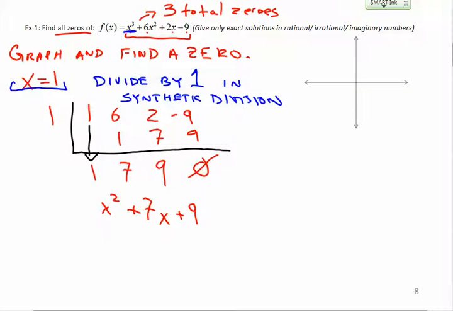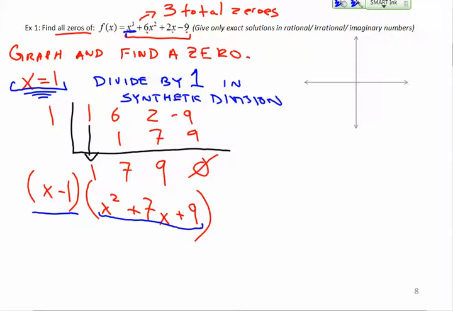Cool. So what that means is if I took this polynomial and multiplied it by the factor form of this polynomial, which would be x minus 1, if I multiplied these two things together, I would end up with my original polynomial up here. All right? But what I'm looking for is all the zeros of it. I already know one of them is x equals 1. And now that I have this part as a quadratic, then I can solve this using a couple methods.